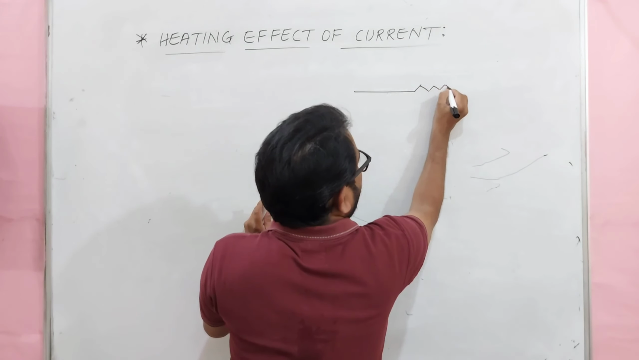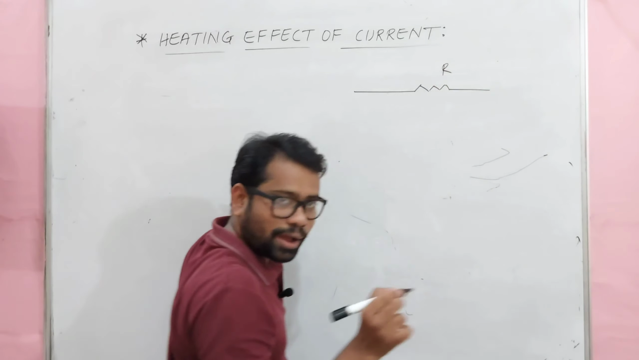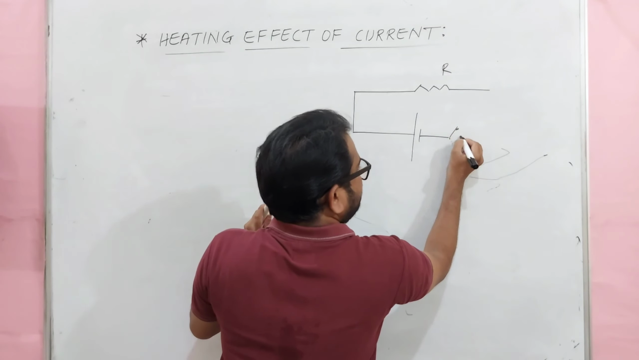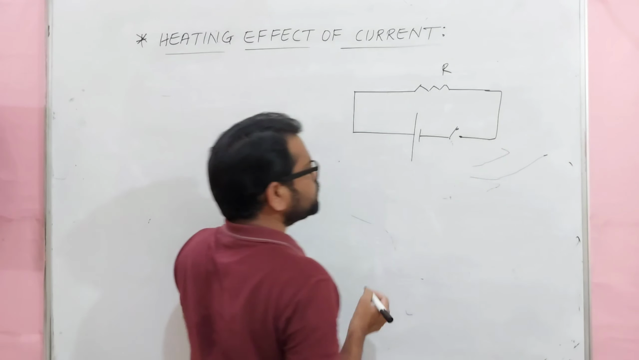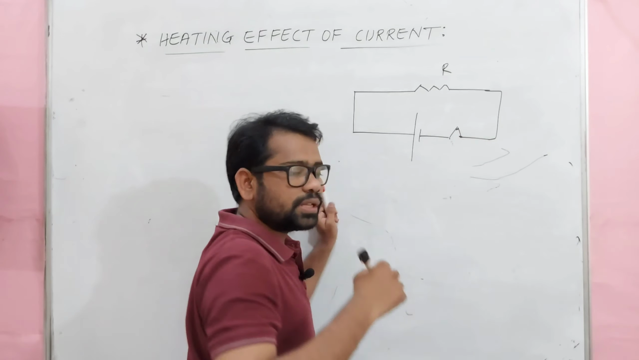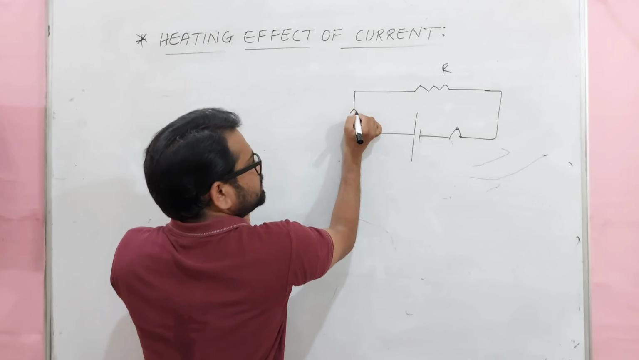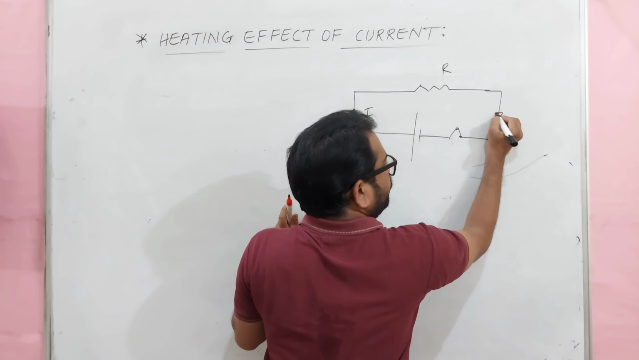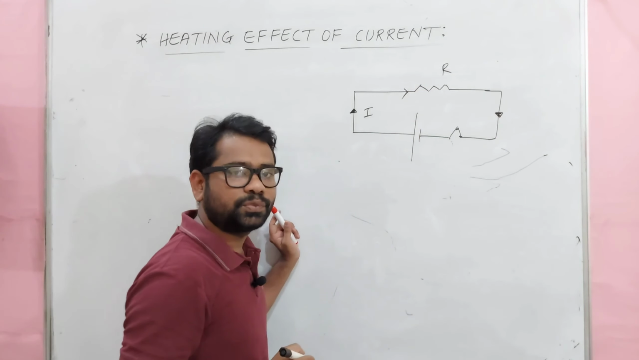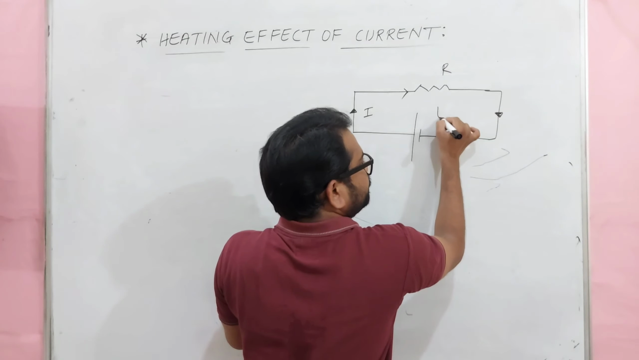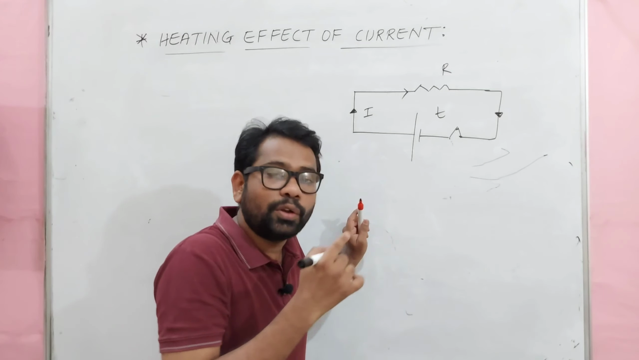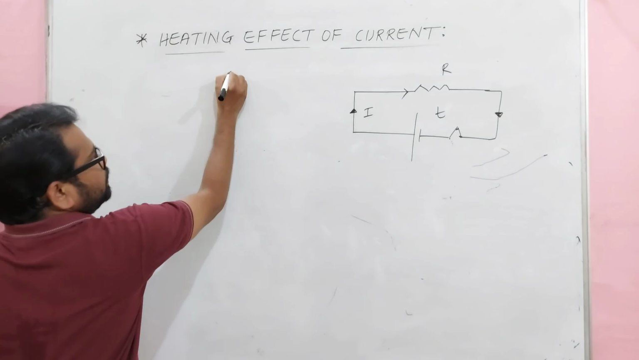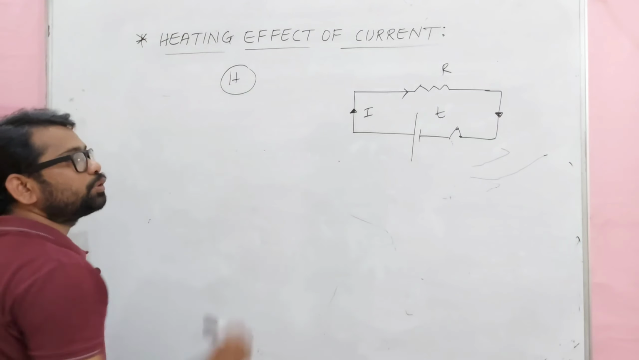Here is a resistor whose resistance is R, and it is connected to the battery, and here is a key. It's very important. When it is operated, when the switch is on, current starts flowing. Let us say I is the amount of current flowing through this resistor, for a time t. How long are we allowing the current to flow through that circuit? Time t. Then H is the amount of heat produced.